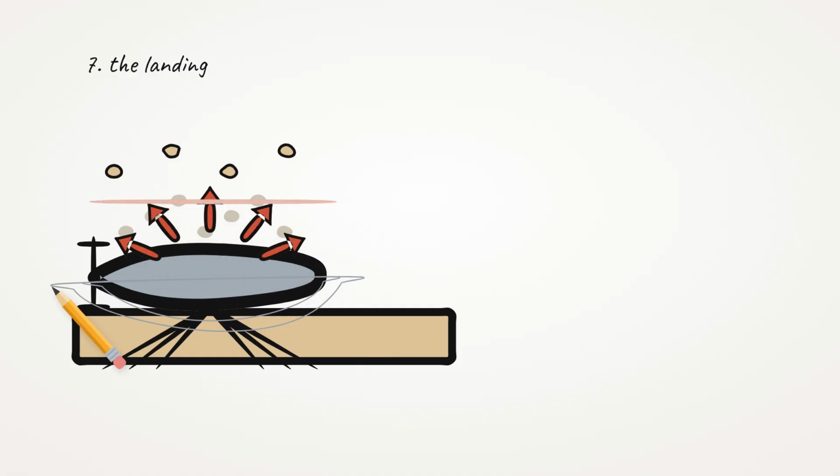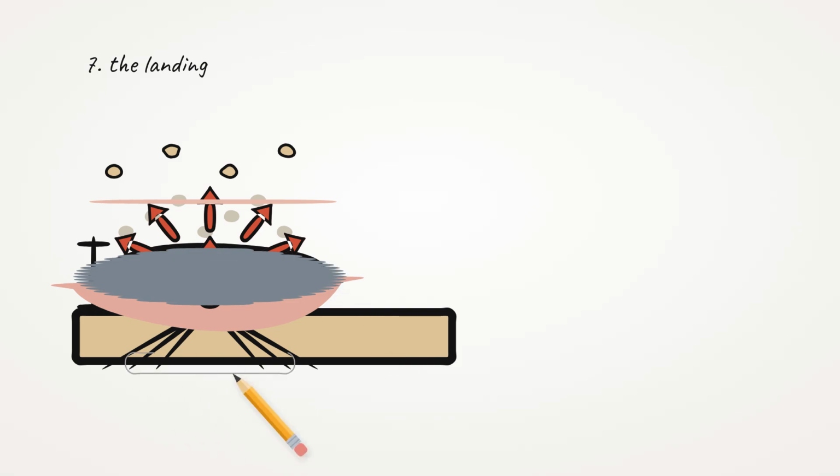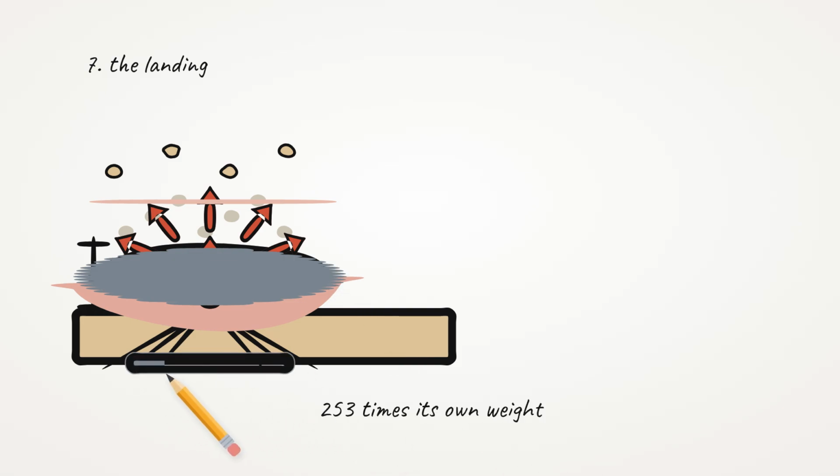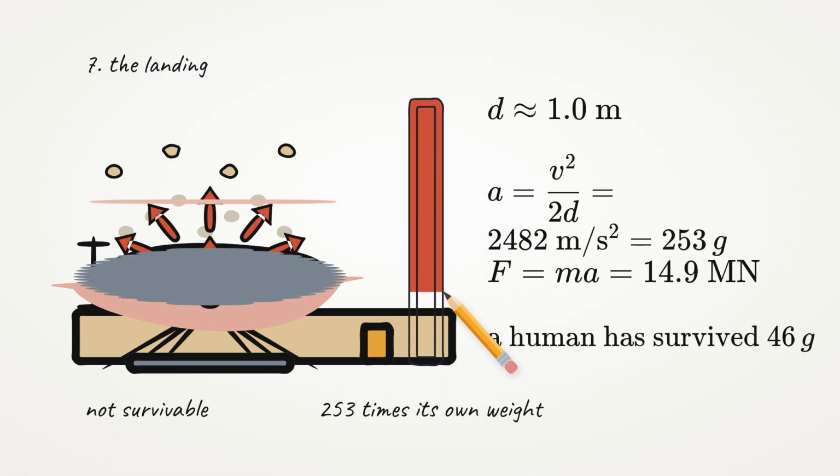2,480 meters per second squared. 253 g. Force is mass times acceleration. Just under 15 meganewtons, or 253 times the elephant's own weight. A skeleton carries 2 to 4 times body weight. The most a human has survived is 46 g. Doubling our area guess changes little.